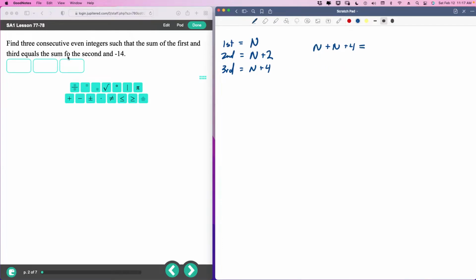the sum, well, that should have been of, we realize that. Miss Tracy can't always type the best. Equals the sum of the second and negative 14. So the sum of the second, that's n plus 2, and negative 14. So we're adding those together right there. That's your equation. Okay? That's what you're talking about.